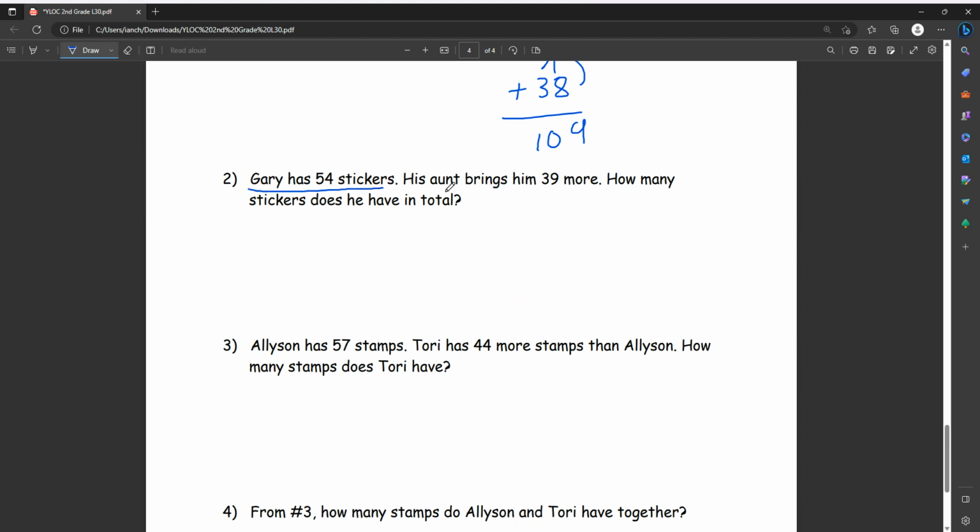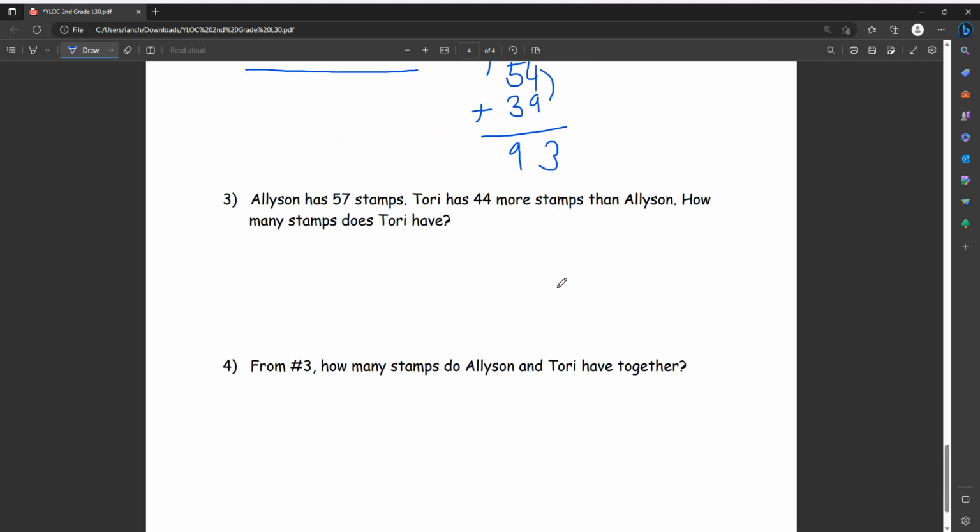Number 2, Gary has 54 stickers. His aunt brings him 39 more. How many stickers does he have in total? So if we start with 54, and then his aunt brings him 39 more, we want to know how much he has in total now. So now we do 4 plus 9, which equals 13. And then 5 plus 3, which equals 8. And then 8 plus this 1 equals 9, which gives us 93.